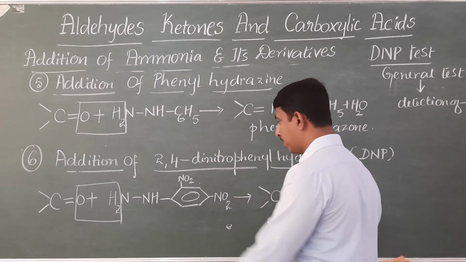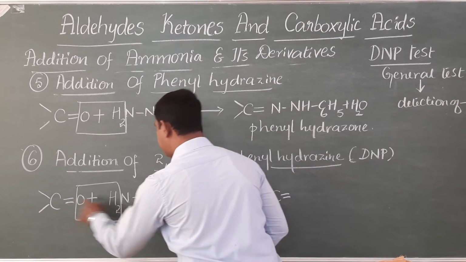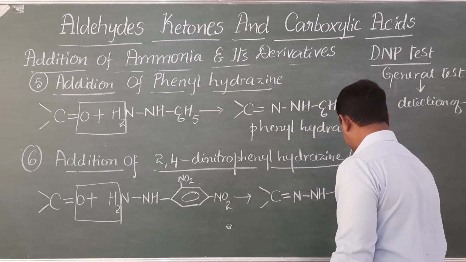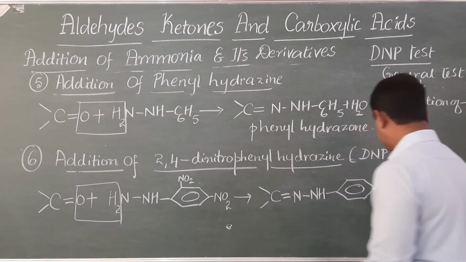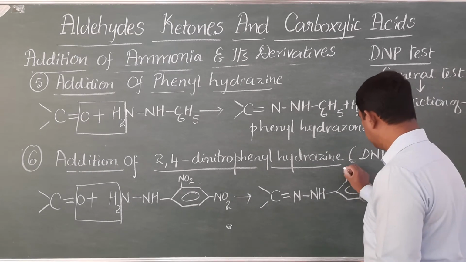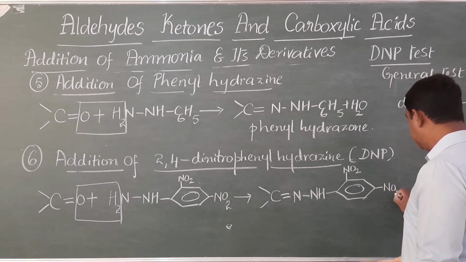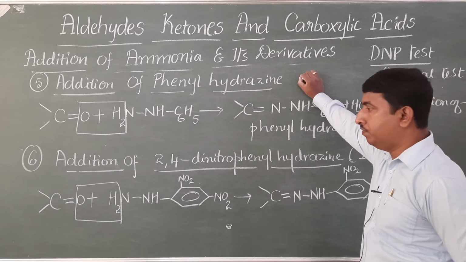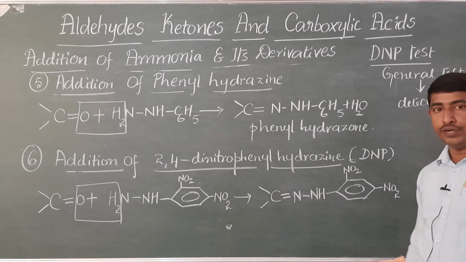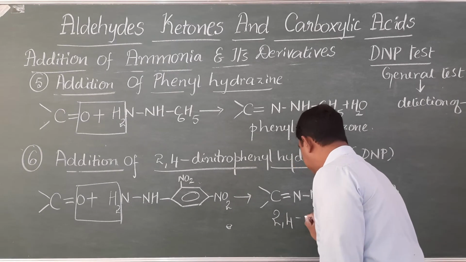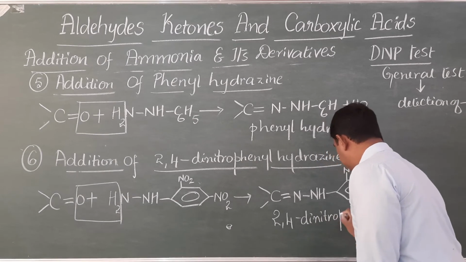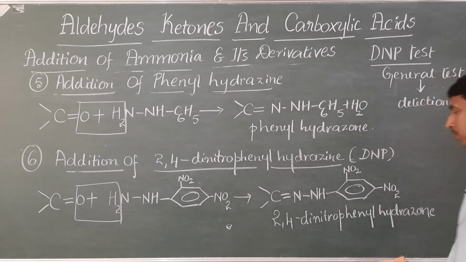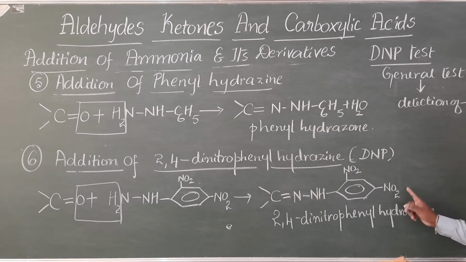It is C, then C double bond N, NH, then the aromatic ring containing nitro groups at second position and fourth position. Now the product name: with hydrazine it is hydrazone, with phenylhydrazine, phenylhydrazone, with 2,4-dinitrophenylhydrazine it is 2,4-dinitrophenylhydrazone. This test is called what?